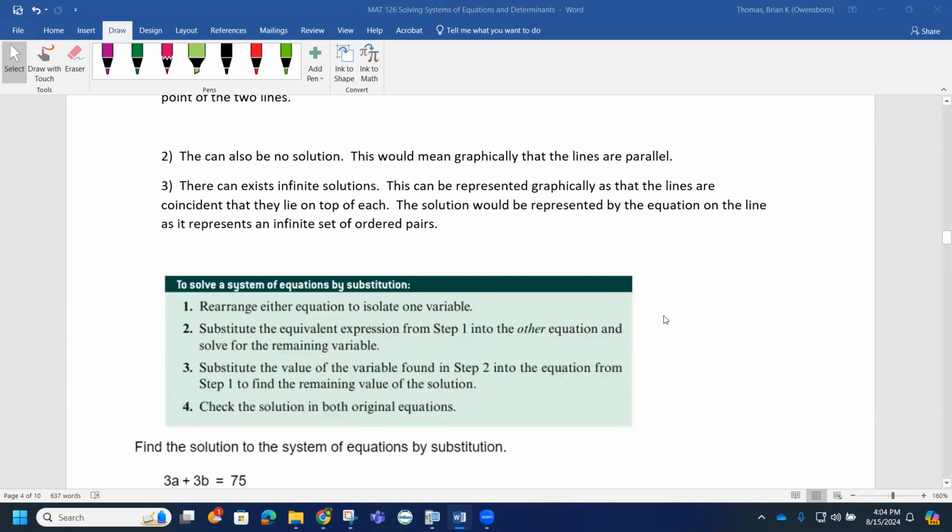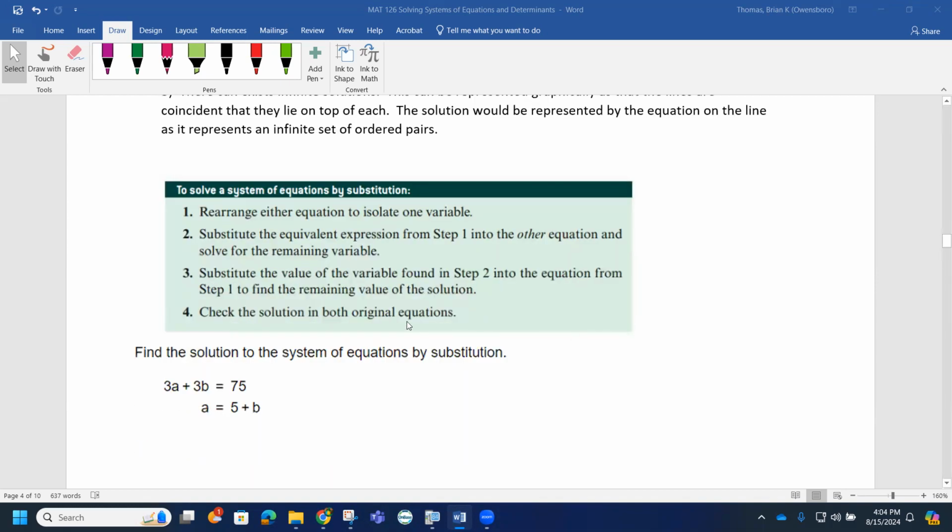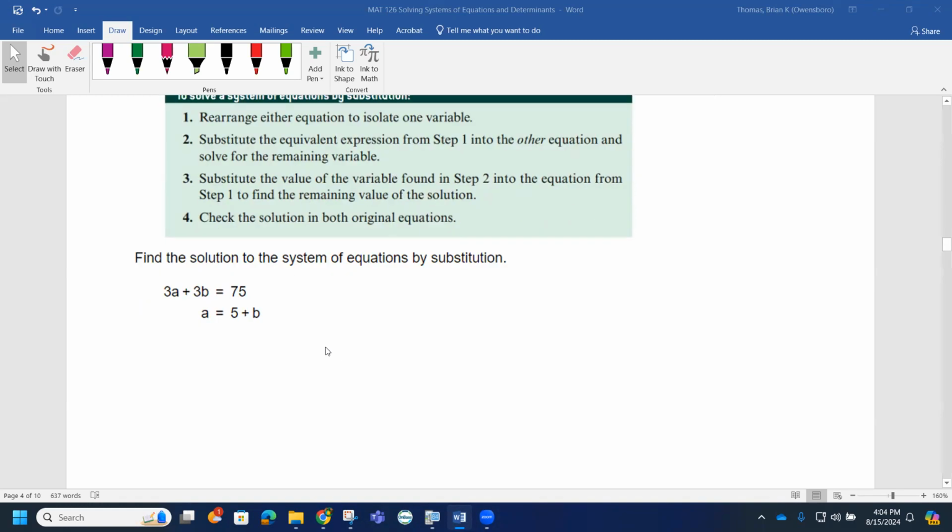So in the substitution method, what we want to do is rearrange either equation to isolate one of the variables. So we don't want standard form this time. We want to isolate one of the variables. If I look at these two equations, notice that in the second equation, the variable is already isolated. So step one is done for us. Next, we want to substitute the equivalent expression from step one into the other equation. Since A equals 5 plus B, we replace A in the other equation with 5 plus B.